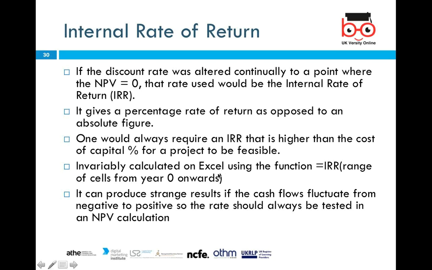It is invariably calculated on Excel using functions, because if you go to Excel and type IRR, you can select the whole column of figures and you will get the IRR figure from the Excel sheet. It can produce strange results if the cash flows fluctuate from negative to positive. So if the results are strange, the rate should always be tested in an NPV calculation.